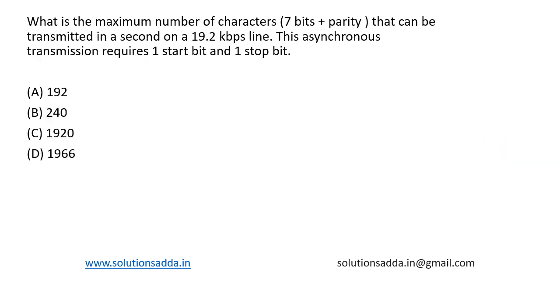This is a question from computer networks. What is the maximum number of characters, 7 bits plus parity, that can be transmitted in a second on a 19.2 kbps line? This asynchronous transmission requires one start and one stop bit. So in asynchronous transmission mode, start bit and stop bit are always required, whereas in synchronous mode, these bits are not required. So for asynchronous, start and stop bits are necessary.